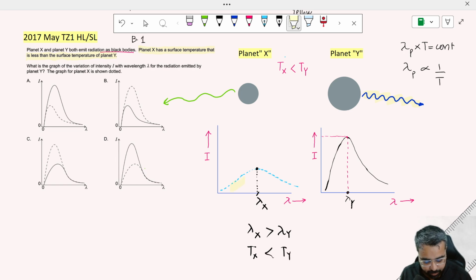And last but not least, this area always shows how much energy is radiated from the planet. You see that the area under the curve for planet Y is more, which means that it is radiating more light. So first of all, this is the only right answer, because you see that this is lambda y and this is lambda x. So that's why D is the only possible answer. I hope you understand this solution.